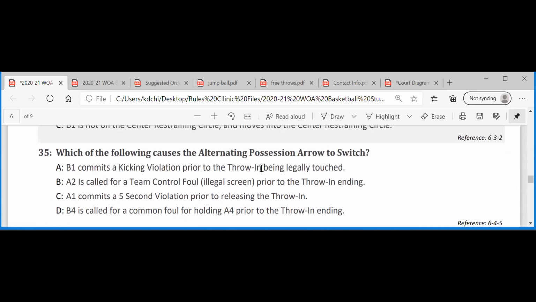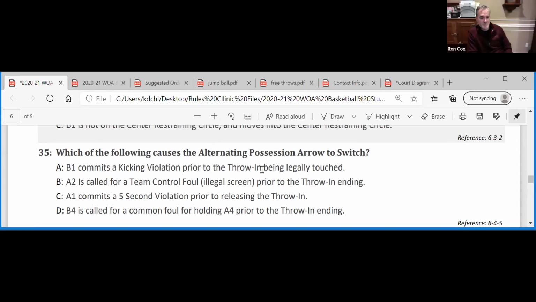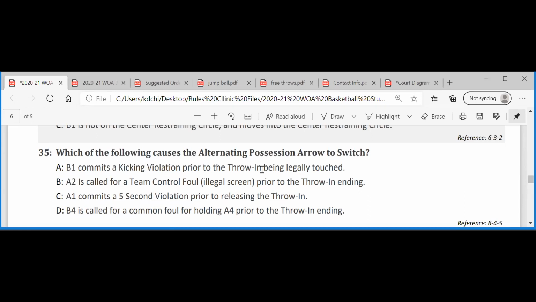Doug. Hello. 35, right? Which of the following causes the alternating possession arrow to switch? A. Everybody agree? Agreed. I had C. I have C as well. I have C.